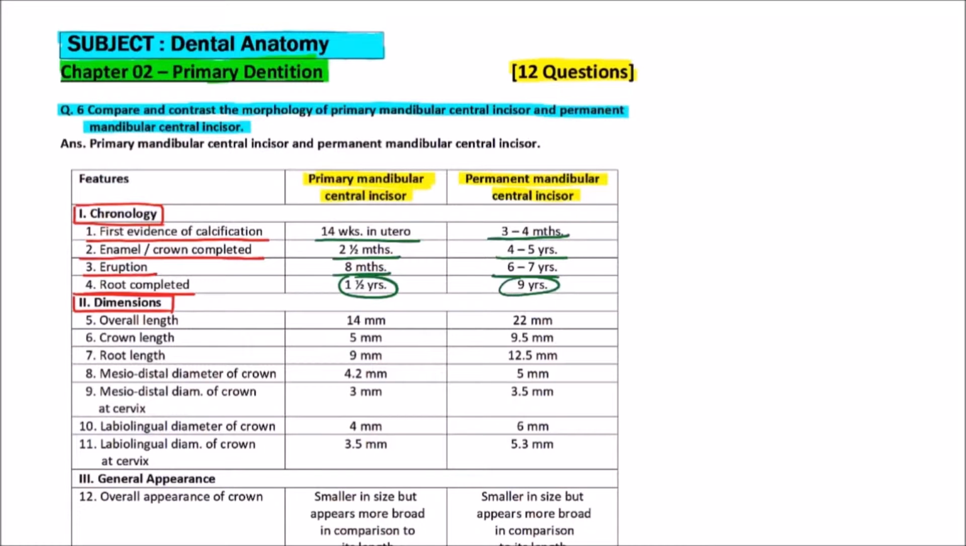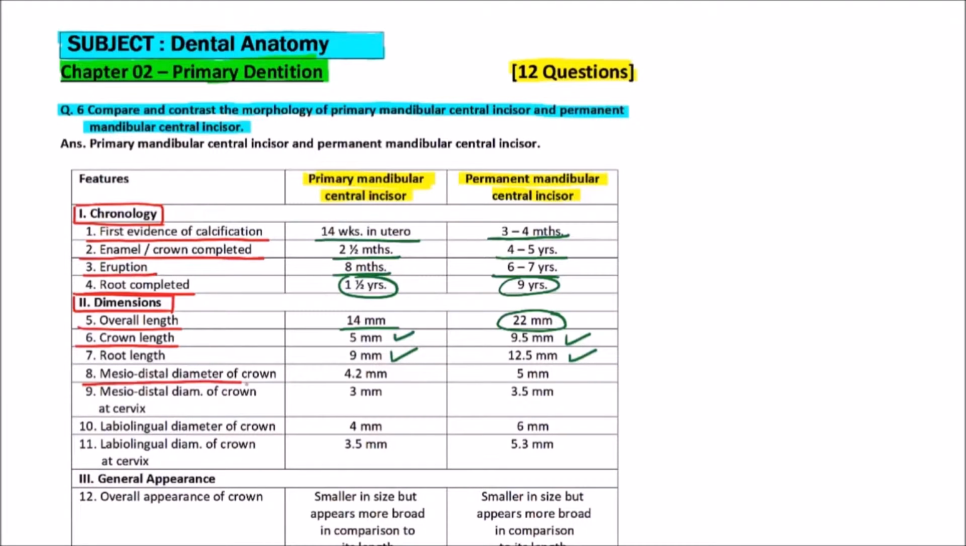Overall length is 14 mm in primary mandibular central incisor, which is 1.5 times more than that of primary one. Then crown length, it is 5 mm in primary mandibular central incisor and approximately 9.5 mm in permanent mandibular central incisor, while the root length is 9 mm and the root length of permanent mandibular central incisor is 12.5 mm.